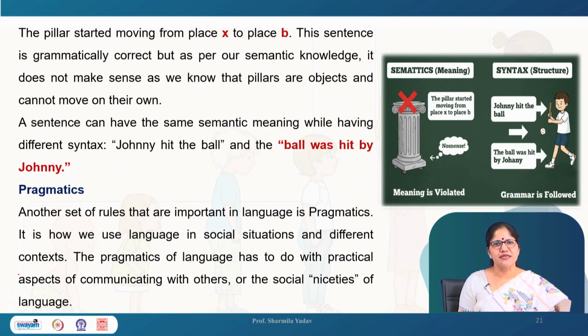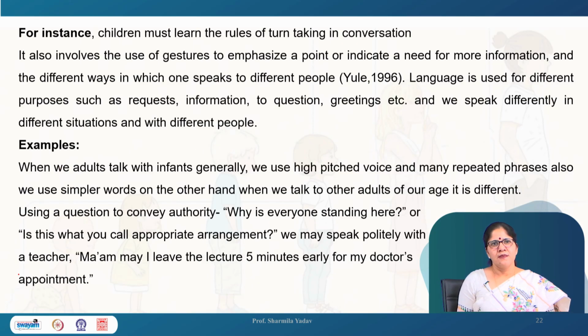Now we will see pragmatics. Another set of rules that are important in language is pragmatics. It is how we use language in social situations and different contexts. The pragmatics of language has to do with practical aspects of communicating with others or the social niceties of language. For instance, children must learn the rules of turn taking in conversation. Who will speak first? I have to listen whenever others are talking. All these a child learns during social interaction and social gatherings.